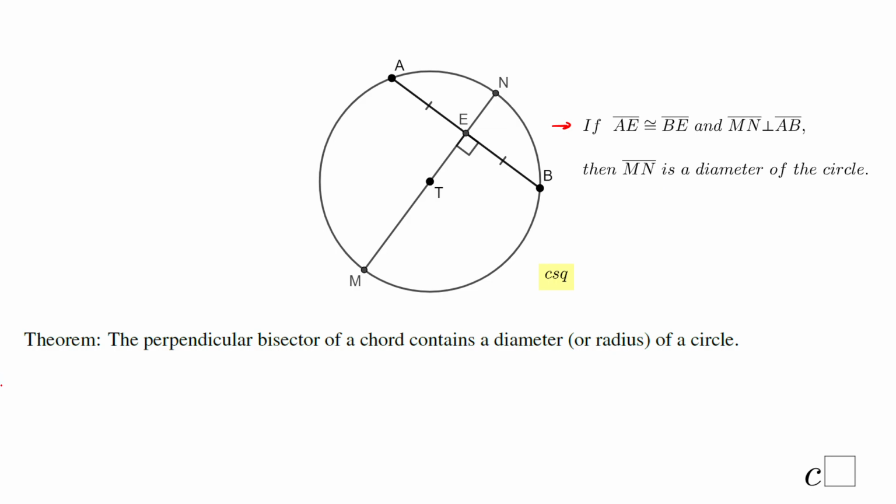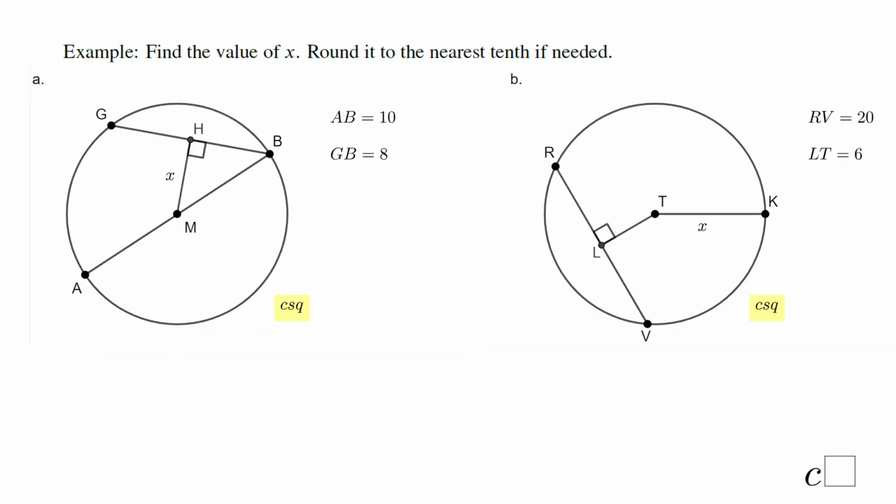And as you see here, how it sounds: the perpendicular bisector of a chord, very important, perpendicular bisector means it's perpendicular and cuts the chord in half, contains a diameter or radius of the circle. So let's see some problem here, how we use the previous theorem.